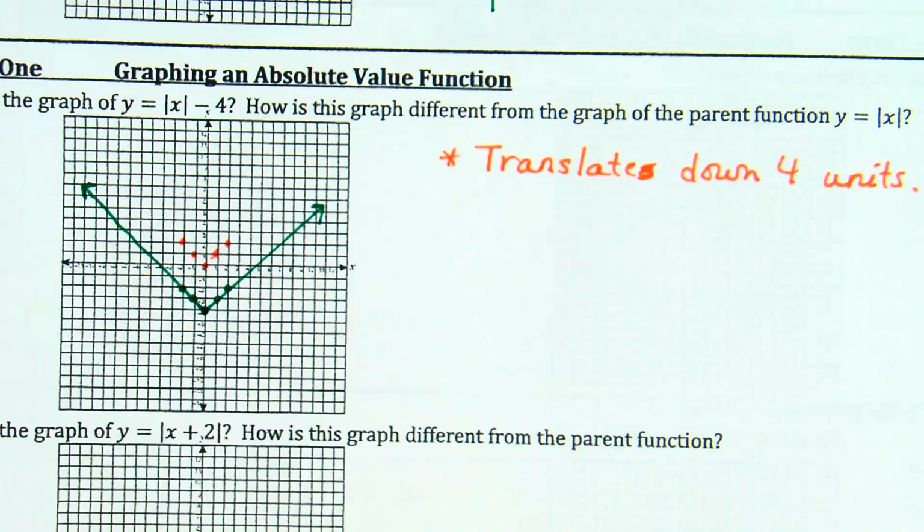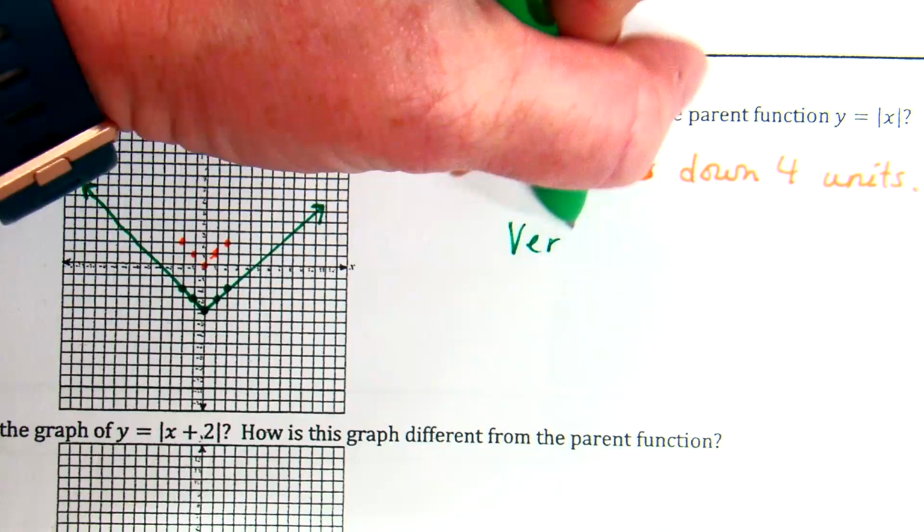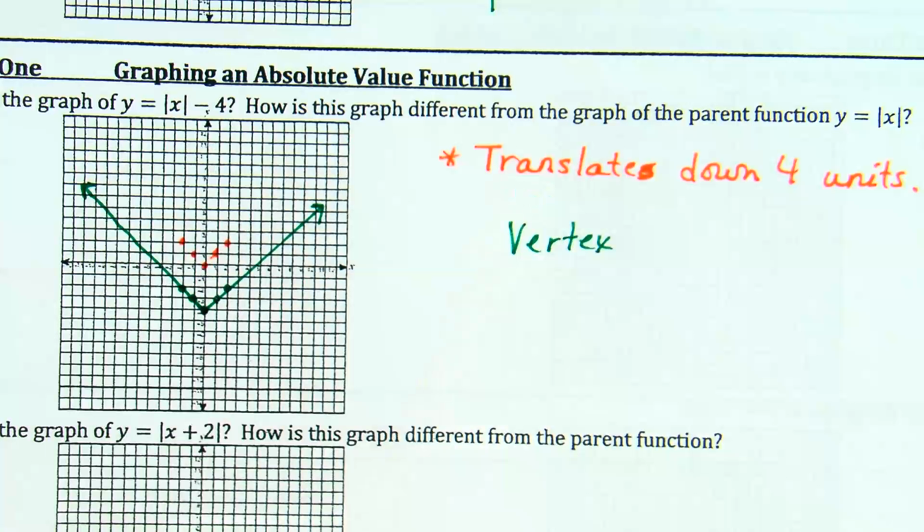Now, hold on. We've got a couple questions to answer. How is this graph different from the graph of the parent function, y equals absolute value of x? Well, we already did that. It's different because it translated downward 4. Now, I'm preparing you for Math Excel questions. It doesn't say it here, but can you tell me what the vertex of this graph is? Do you know what I mean by vertex? Give me an ordered pair. 0, negative 4. Okay, so the vertex is the point of the V.